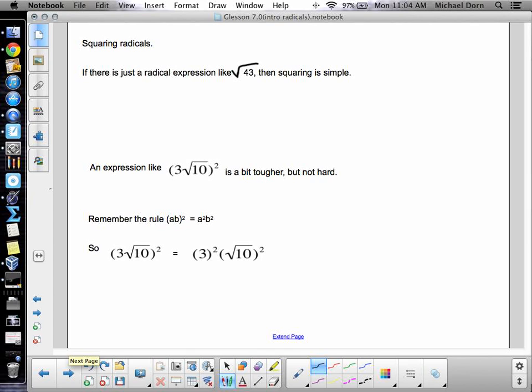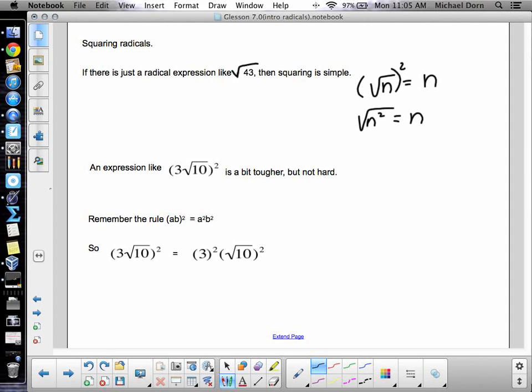Squaring radicals. Our general rule we're working with here is that the square root of any number squared is that number. We could also say the square root of n squared is n. Either way, square root and squaring are opposite functions. They're inverse functions of each other. They cancel each other out. So that's our basic rule.